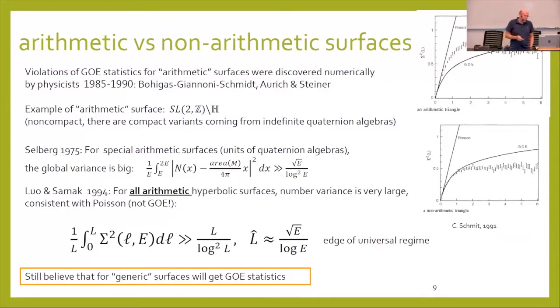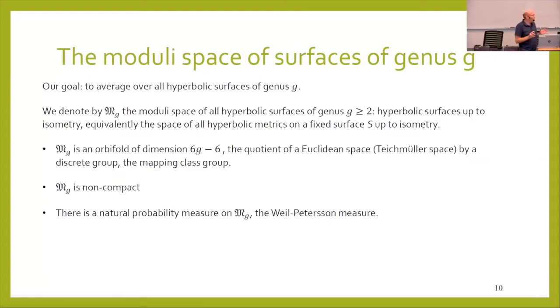Okay, so there are counterexamples. What can you do? But we still believe, I showed you the numerics, that if you take a generic surface, then you will have this random matrix type behavior for the number variance. Let's believe it, it's backed up by numerics. And this is what I want to pursue. So what I want to do is to take the space of all hyperbolic surfaces of genus 3. This is what I want to do in my dreams. I mean, many people have been wanting to do this.